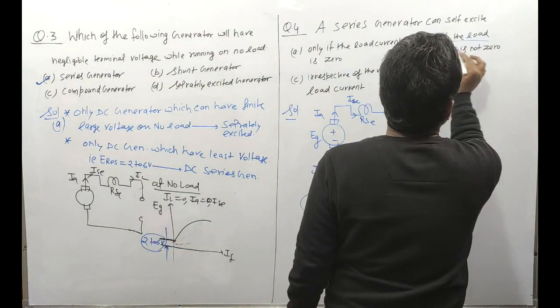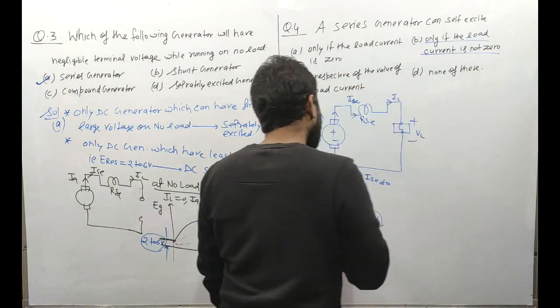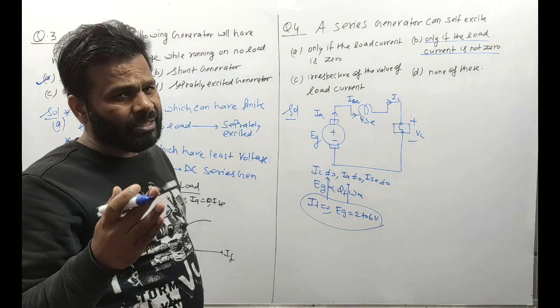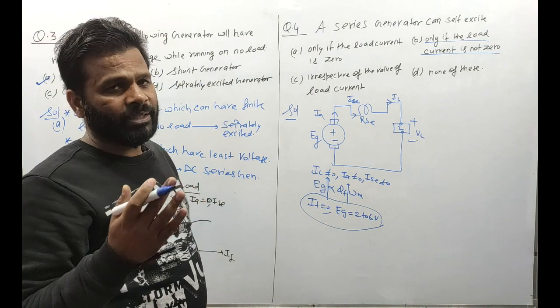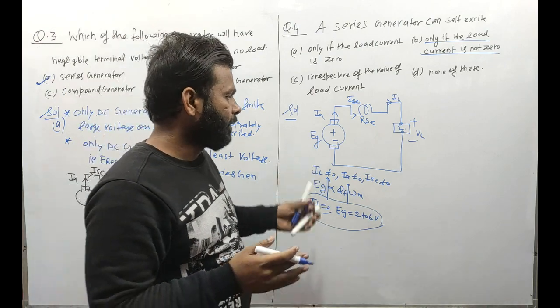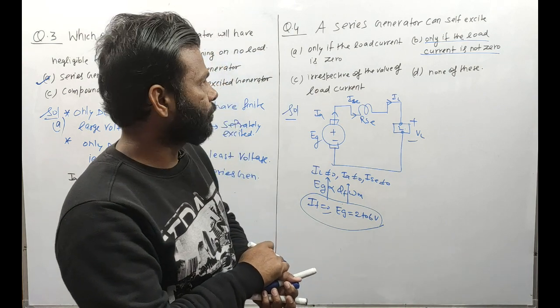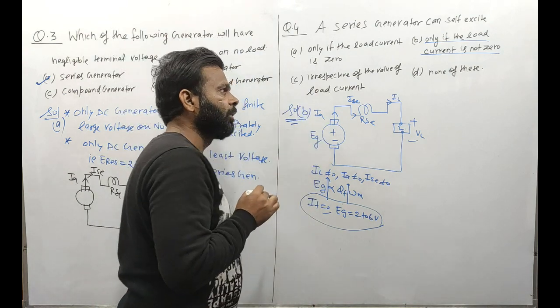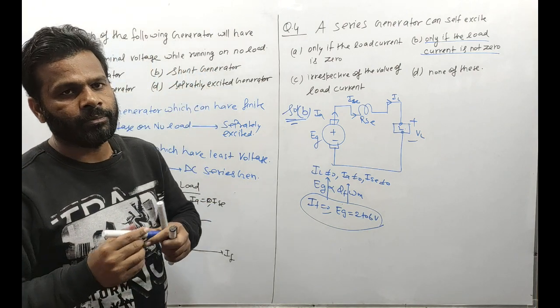Only if the load current is not zero. If load current is zero, then there will be small voltage. If the load current is zero, then the voltage across its terminals is very less, because only residual voltage is existing. So for this question, the correct answer is B. ठीक है यहाँ तक. Now next question देखते हैं.